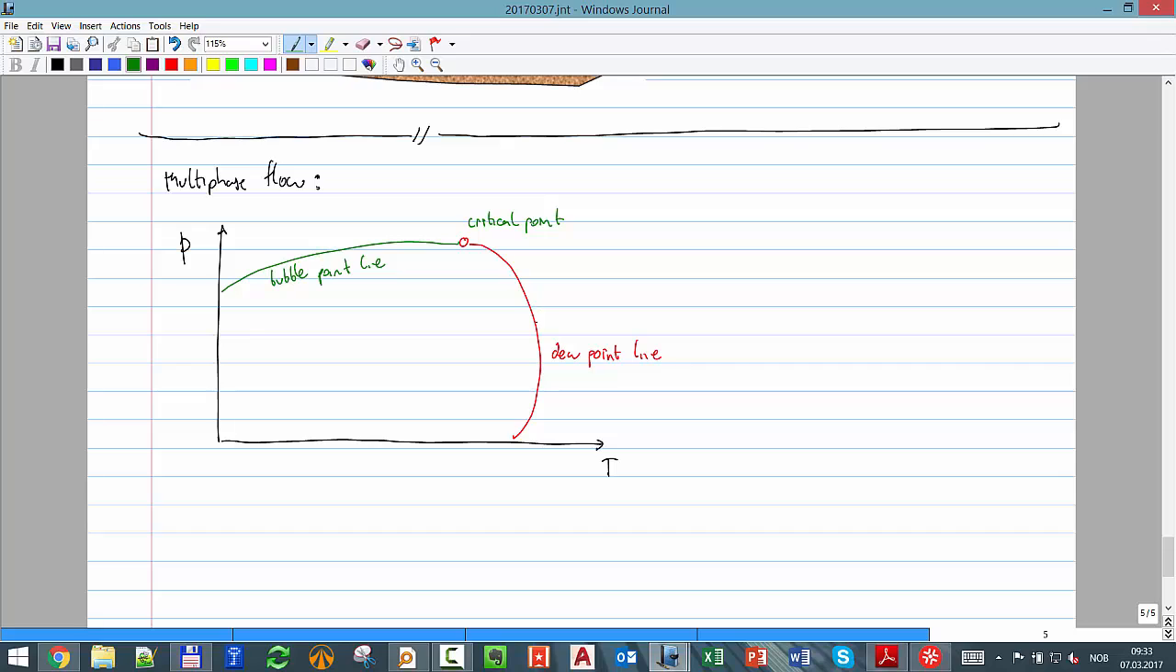And how do we call that maximum point here? That will be the cricondentherm. I'm not sure how you write it. Cricondentherm, like that. And you have the cricondenbar. Okay, not pressure but bar.